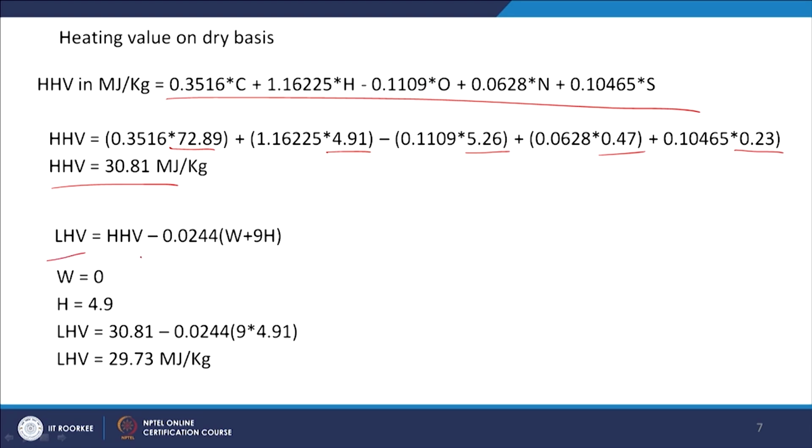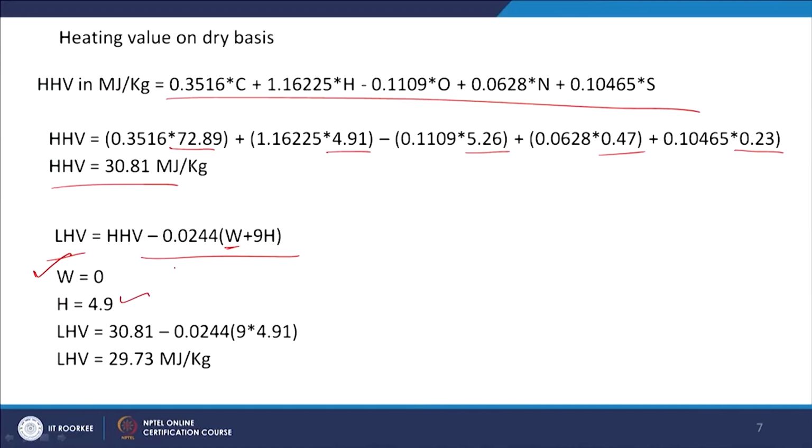And lower heating value, again we have a formula, but what is the moisture in this case? It is dry basis, so we will not have any moisture. So, W is equal to 0 and H is equal to 4.9 as it is converted, that is 4.91 we can write. Then LHV is equal to this, and it is coming 29.7 megajoule per kg. So, now we are able to solve the problem. We have determined the molecular formula, and the lower heating value and higher heating value on the basis of as received basis and dry basis.